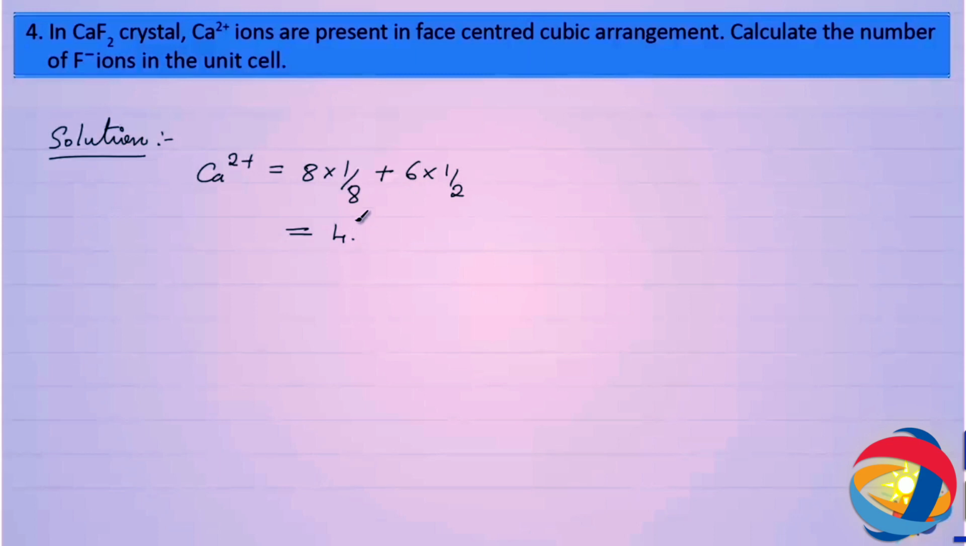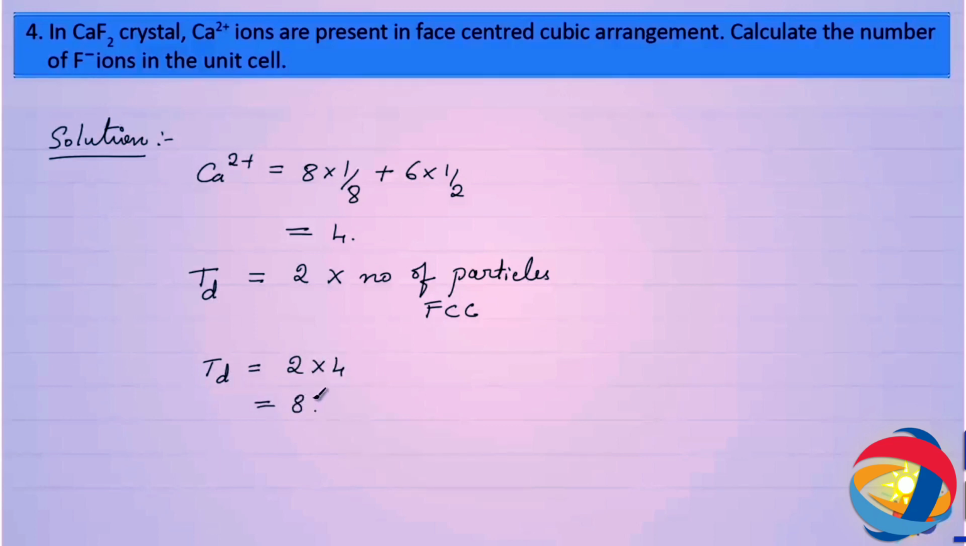And we know that the number of tetrahedral voids is equal to 2 into number of particles present in FCC. Therefore, the number of tetrahedral voids are 2 into 4, which is equal to 8. Hence, the number of F minus ions in the unit cell is 8, and all of them are present within the body of the unit cell.